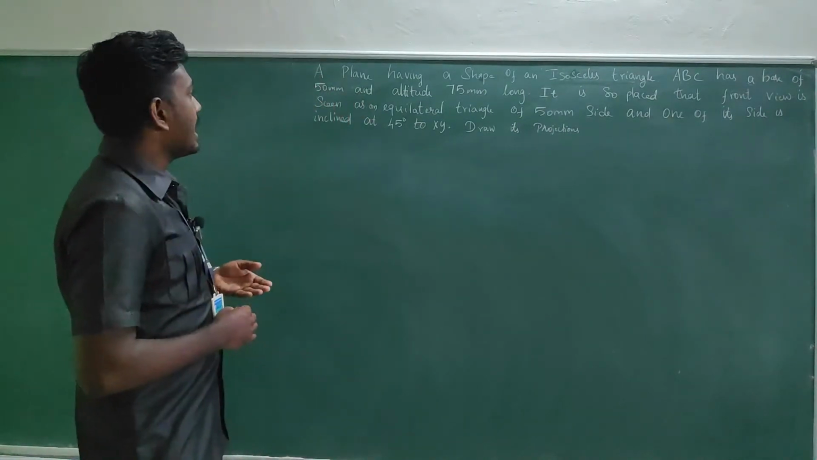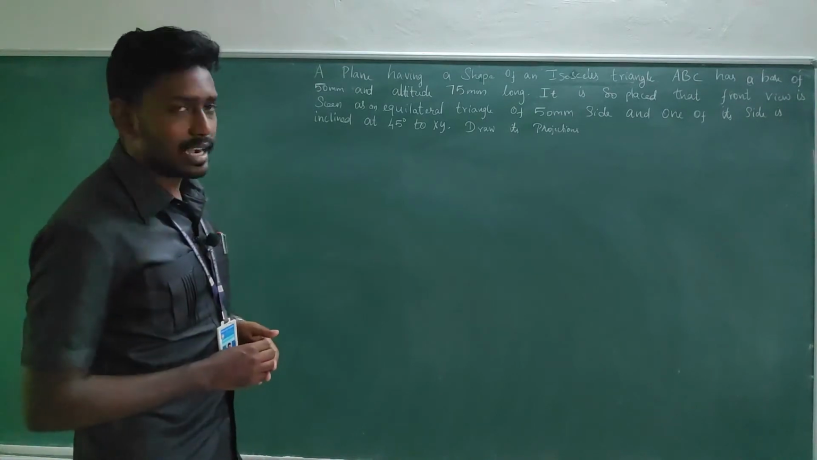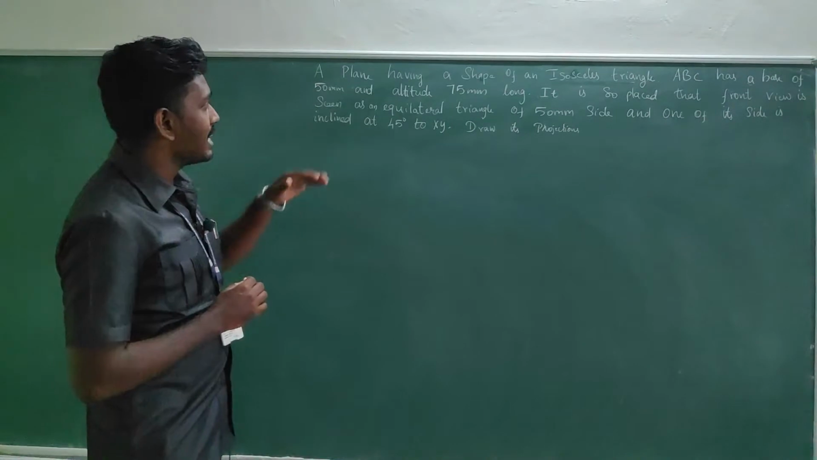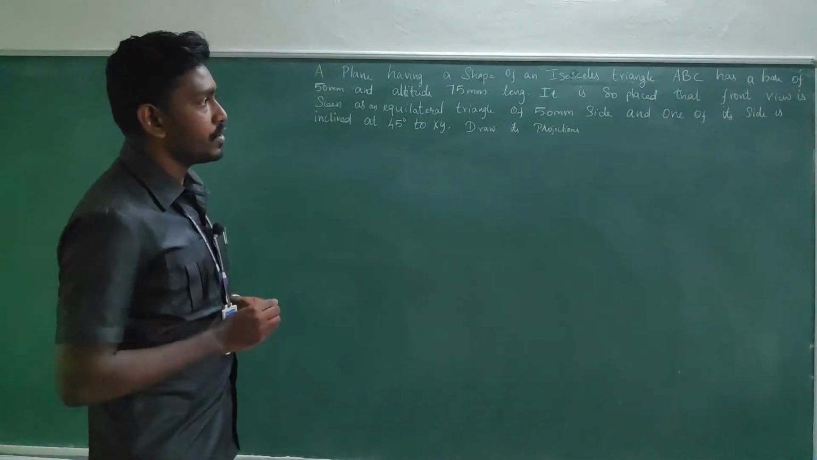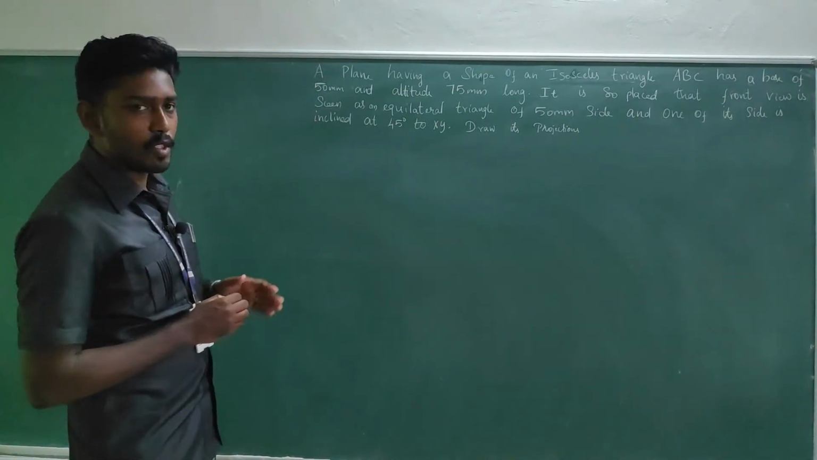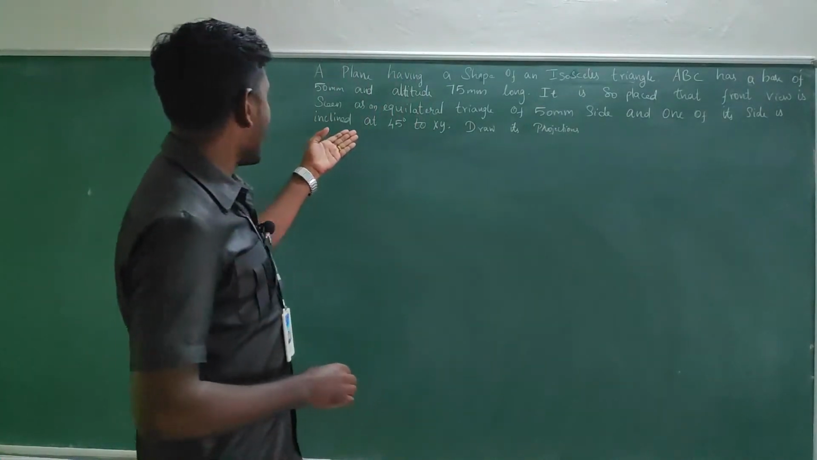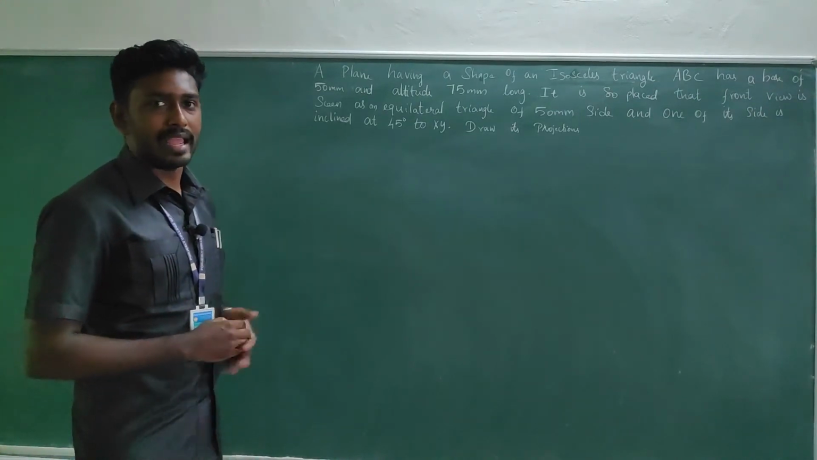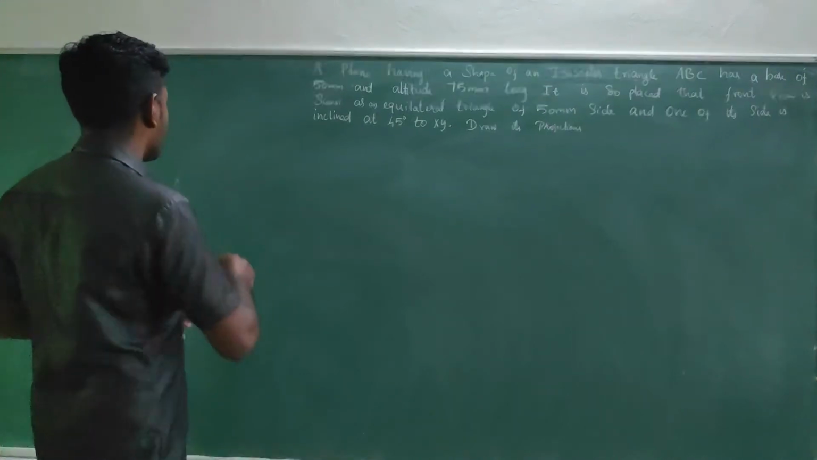I come up with a question from projections of plane surface. Here is the question. A plane having a shape of an isosceles triangle ABC has a base of 50 mm and altitude 75 mm long. It is so placed that the front view is seen as an equilateral triangle of 50 mm side, and one of its sides is inclined at 45 degrees to HP. Draw its projections. So take all the information from the question.